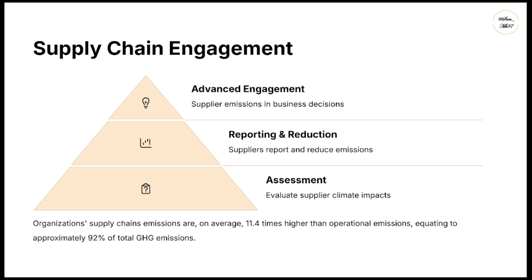Next is reporting and reduction. At this stage, you're encouraging or requiring suppliers to report their emissions and also take steps to reduce them. This involves setting expectations, offering support, or even integrating reporting into contracts and procurement processes. And finally, advanced engagement means making supplier emissions a factor in business decisions. So this could mean preferring lower emission suppliers, collaborating on reduction initiatives, or co-investing in clean technologies. By embedding climate considerations in the supply chain relationship, organizations can drive real emission reduction far beyond their own operations.